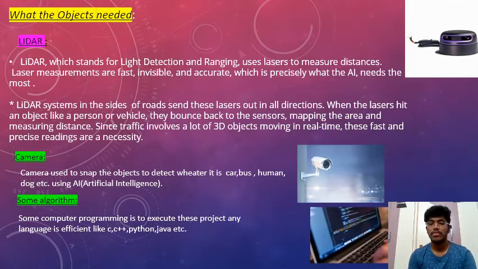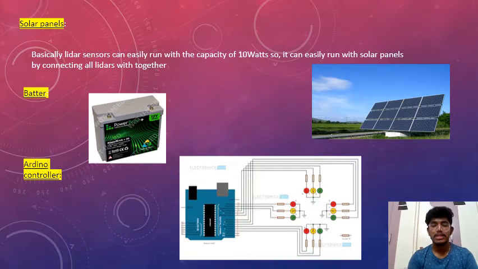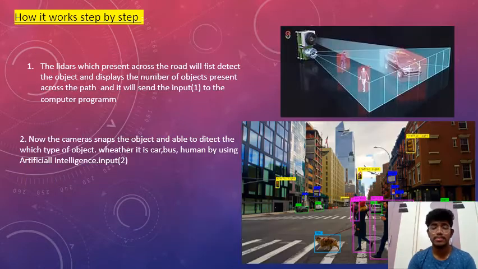What are the objects needed for this product and how does it work? Let us see. LiDAR, camera and some computer algorithm are required for executing this product design. Solar panels, battery and Arduino controller. The Arduino controller is used to change the optimal signals with respect to the time.